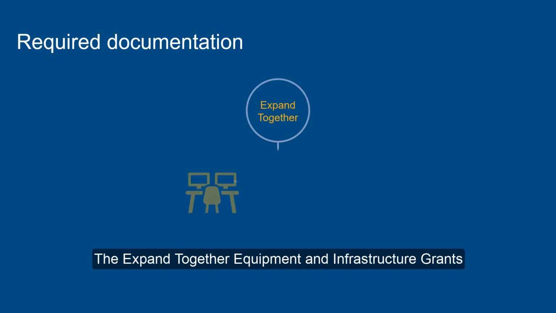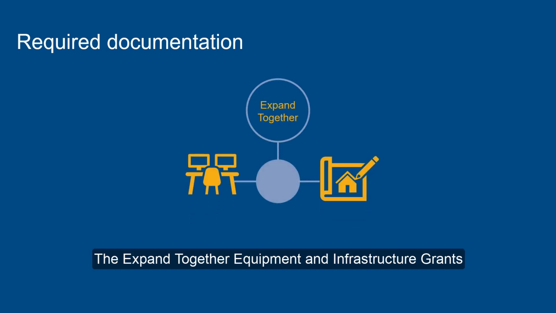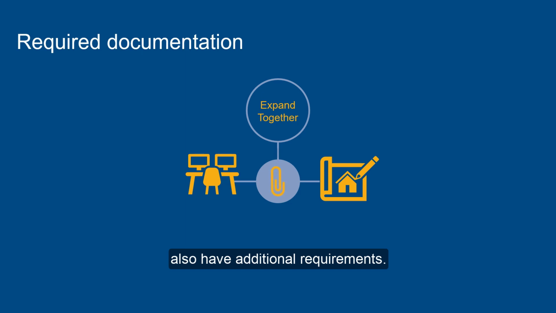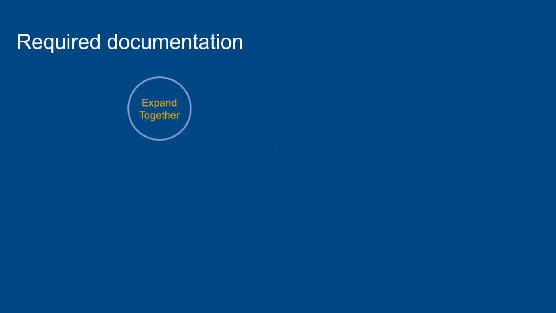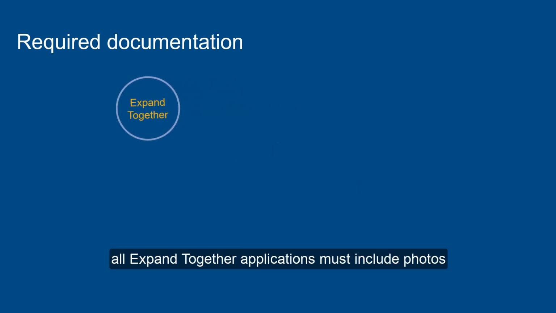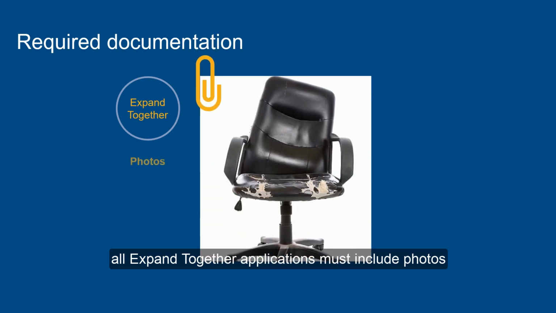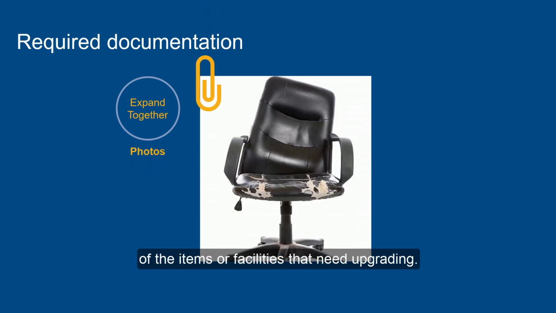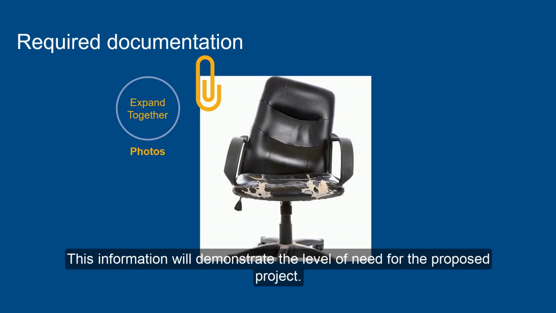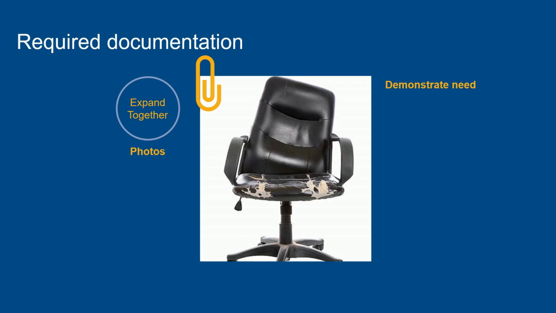The Expand Together equipment and infrastructure grants also have additional requirements. For example, all Expand Together applications must include photos of the items or facilities that need upgrading. This information will demonstrate the level of need for the proposed project.